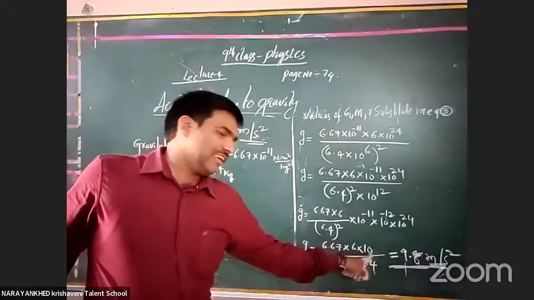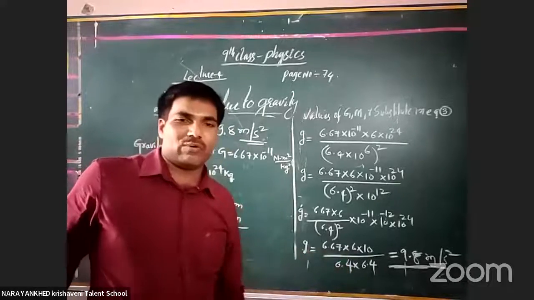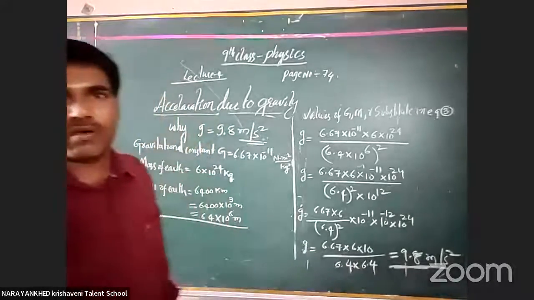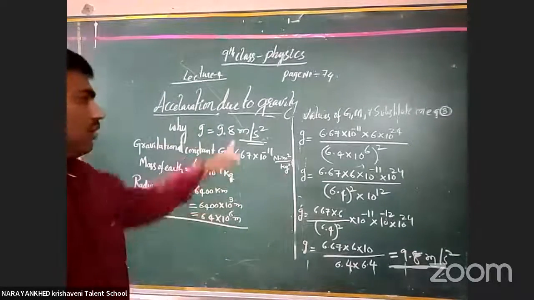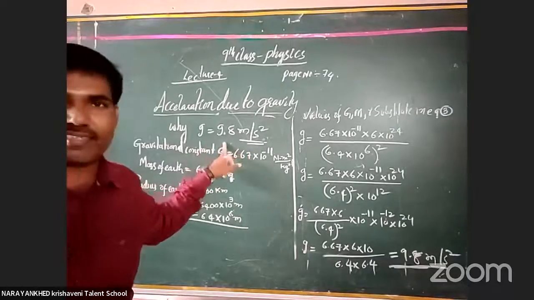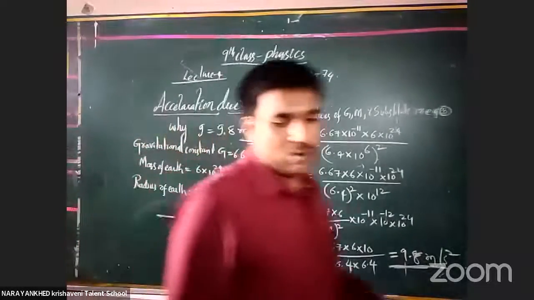It is a 10 there, and these all cancel here actually, giving nearby 9.8. Got it? Once you do the mathematical calculation, you will get it. In this way we write g is equal to 9.8 meter per second square for Earth. For the Moon it is a change. Note it down.